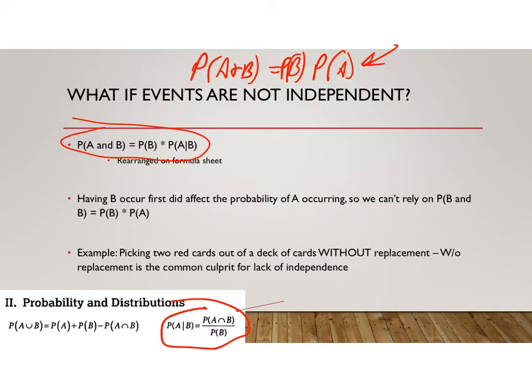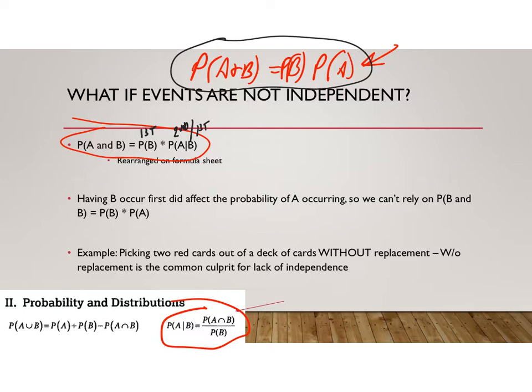Now, if they're not independent, then we have to say it's the probability of the first event happening, which is B. So this is our first event, times the probability of the second event happening, given that the first occurred. So in that situation, having B occur first did affect the probability of A, so we can't rely on B and A just being what it was before. If they're not independent, we can't just rely on this formula, because we know that the occurrence of the first event did influence the probability of the second event occurring.